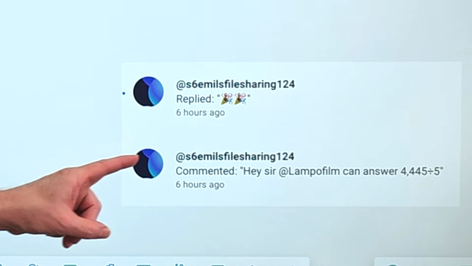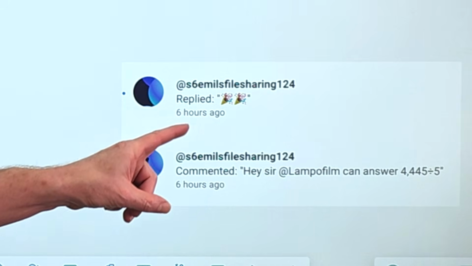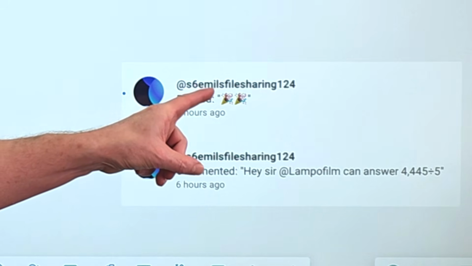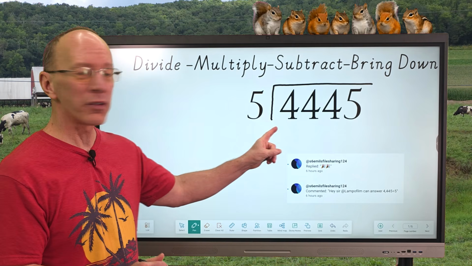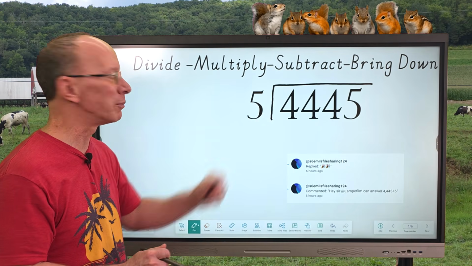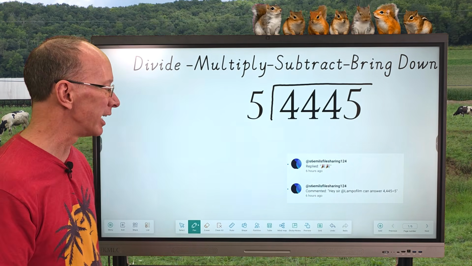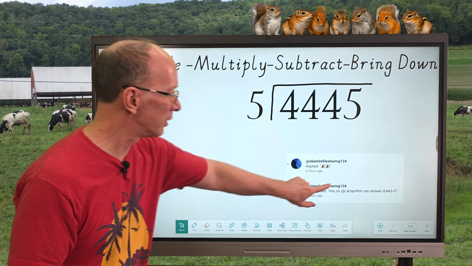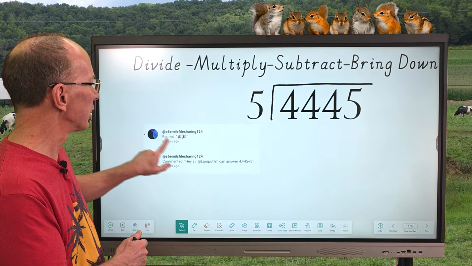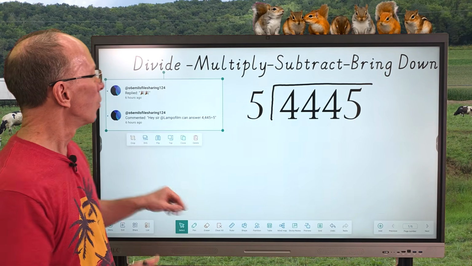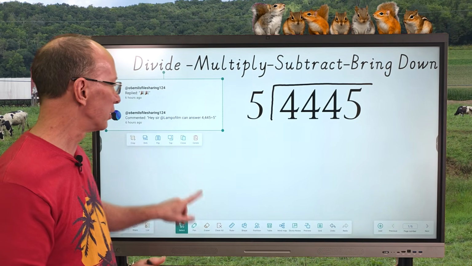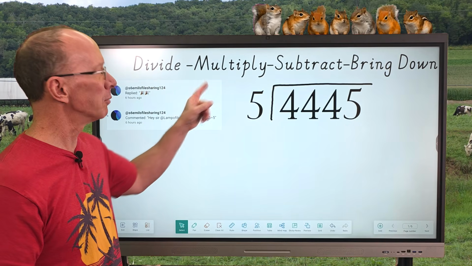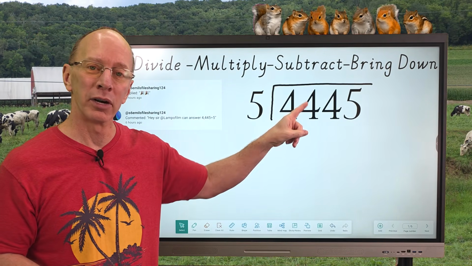Take a look at this big problem. It is from, I'm not even sure how to say this, but I think Mills File Sharing 124, who says, please do 4,445 divided by 5, and that's what we're going to do today. I'm going to move this off to the side, and thank you very much for requesting this problem. When we're doing division, remember there are 4 steps: we have to first divide, multiply, subtract, and then bring down.